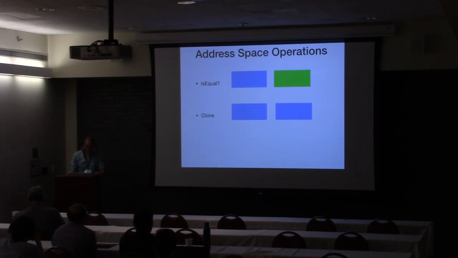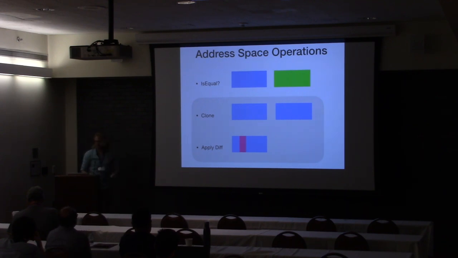Other simple operations like cloning and taking two address spaces and applying one over the other as a diff. These two operations taken together are how we make those predictions. Take your current point, clone it, and then query your predictors, update the state, and you can run from those points.